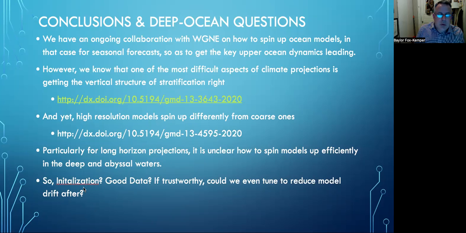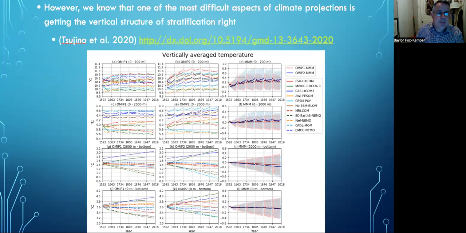And so we're really thinking about initialization, good data, trustworthy data. Can we tune models to reduce model drift after initializing with good data? Those are the kinds of things we really could work together on to understand better.